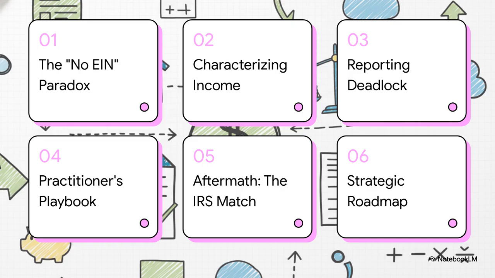Okay, so here's how we're going to tackle this. First, we'll lay out the paradox itself. Then, and this is crucial, we'll talk about how to characterize the income. After that, we'll look at the technical deadlock, go through the practitioner's playbook of workarounds, brace ourselves for the inevitable IRS matching notice, and then wrap it all up with a solid, strategic roadmap.